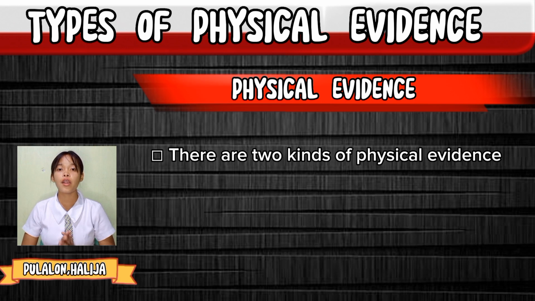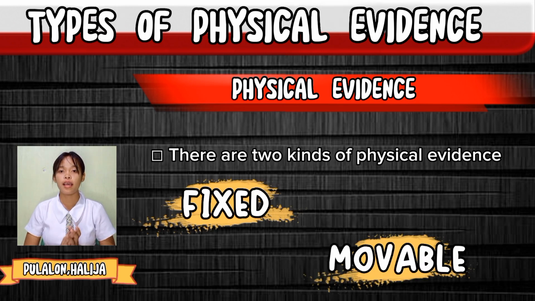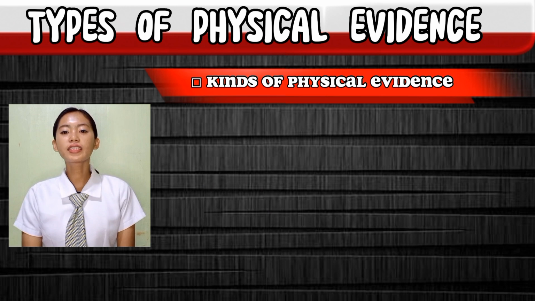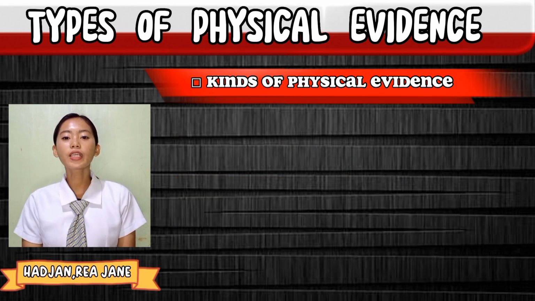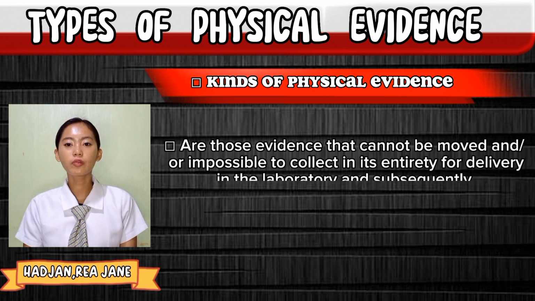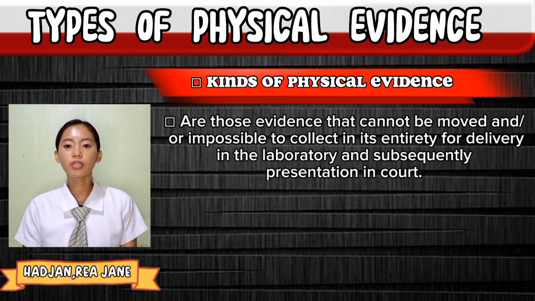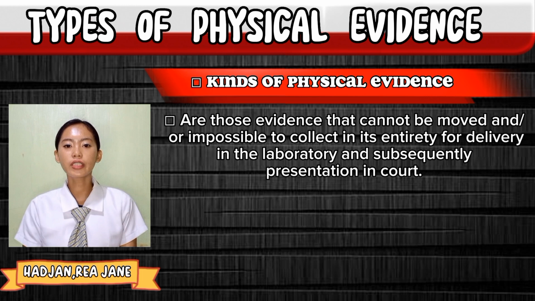So, there are two kinds of physical evidence. These are the fixed and movable, and it will be discussed by Ms. Hadjan. Kinds of physical evidence: fixed and movable. Fixed are those evidence that cannot be moved and or are impossible to collect in its entirety for delivery to the laboratory and subsequent presentation in court.